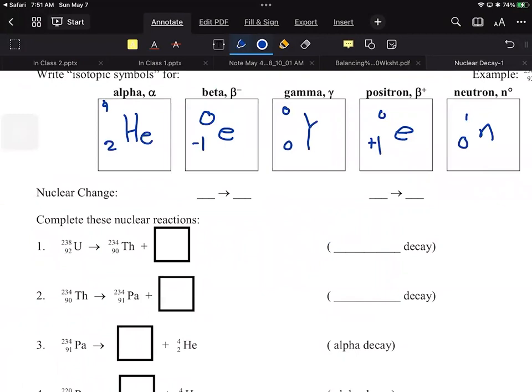Our nuclear change for beta decay: beta decay happens when there are too many neutrons. So when there are too many neutrons, it goes to neutron or proton.